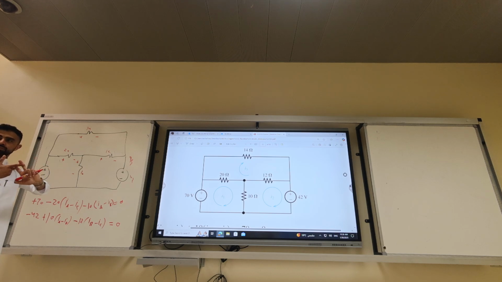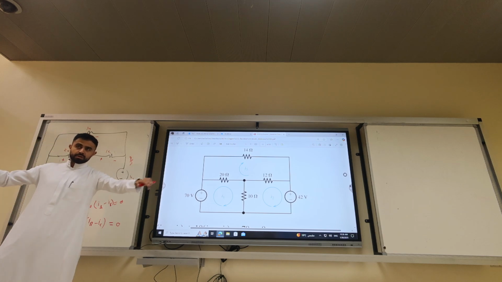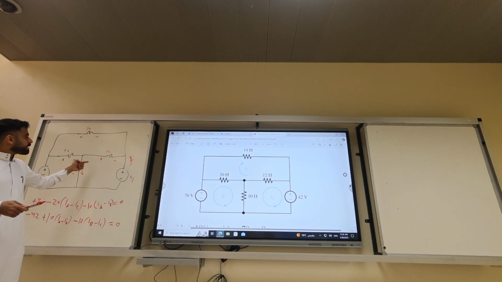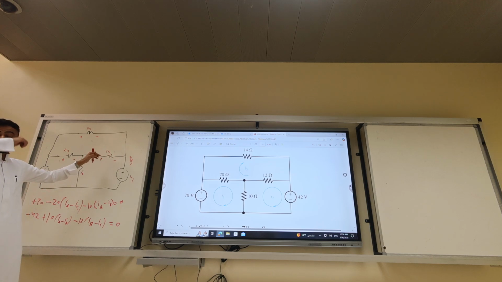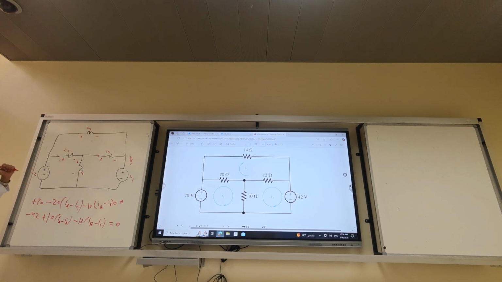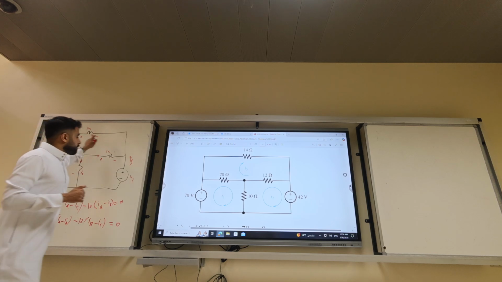But both methods have a passive sign configuration, and it is different. If you define the current entering from the negative, then you add a negative in both methods. So again, in my method, this is voltage drop, minus 42. Voltage rise, plus 10. Where does the current enter? It enters from here. Get it? Yes. Okay.